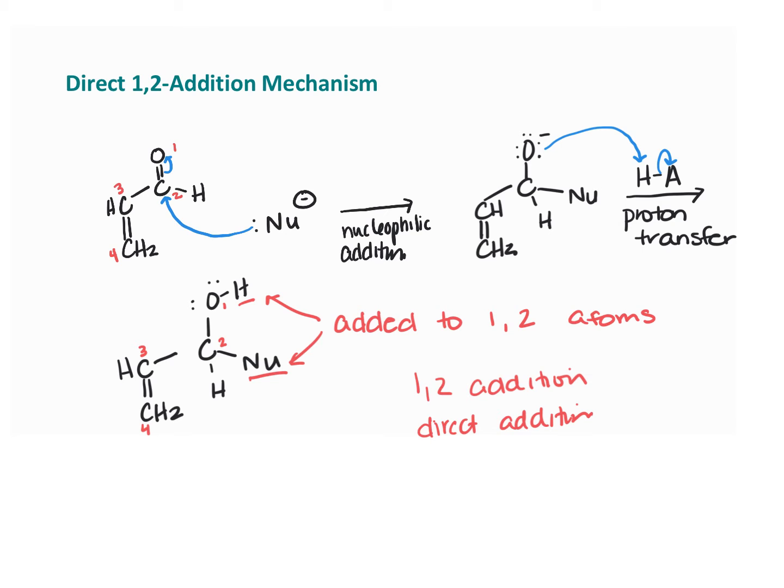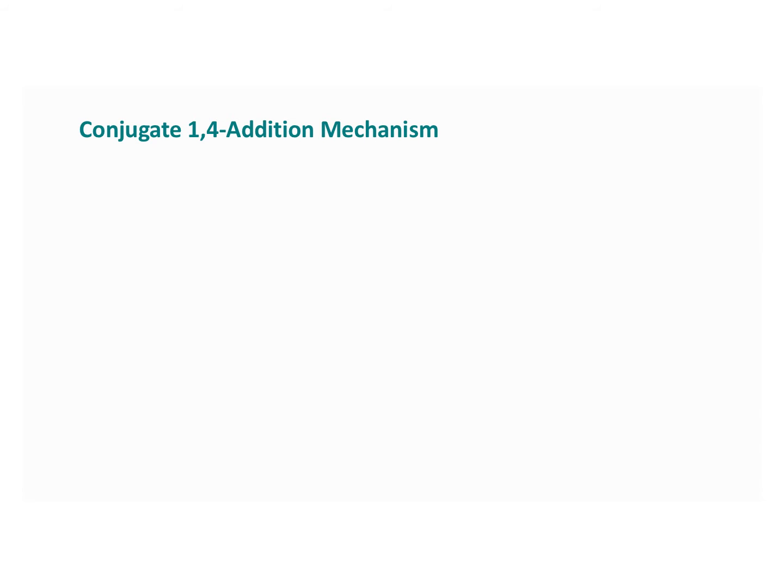Now, I said earlier there were two places that were partially positive. We have this place which is partially positive and this place which is partially positive. So when we look at the direct 1,4 addition, what we're going to see is that the nucleophile is then going to attack the 4 position, that partial positive. So let's look at that mechanism. Again, we're just going to draw the exact same molecule.